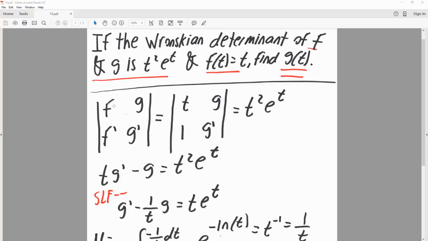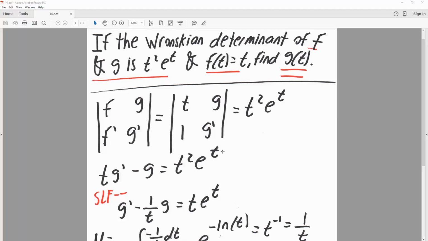So we can say f g, f prime g prime, is equal to, we're given f as equaling t, and so f prime would be the derivative of t, so simply 1. We want to find g, so we can say g prime is equal to t squared times e raised to t. So we'll do t times g prime minus 1 times g, which is equal to t squared times e raised to t.